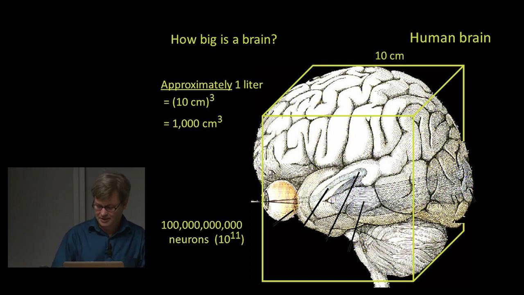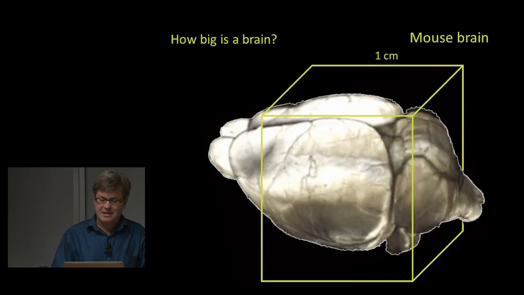So let's go down by a power of 10, and it's kind of convenient that the animal we're studying here at the Allen Institute is a mouse, and a mouse brain is exactly 10 times smaller, or 1/10 the size of a human brain. So rather than 10 centimeters on a side, a mouse brain roughly fits into a 1 centimeter cube, approximately 1 cc.